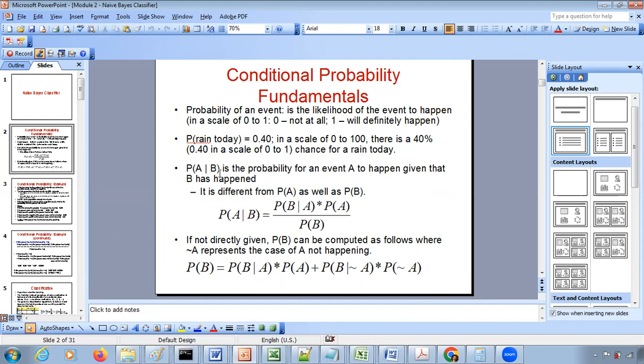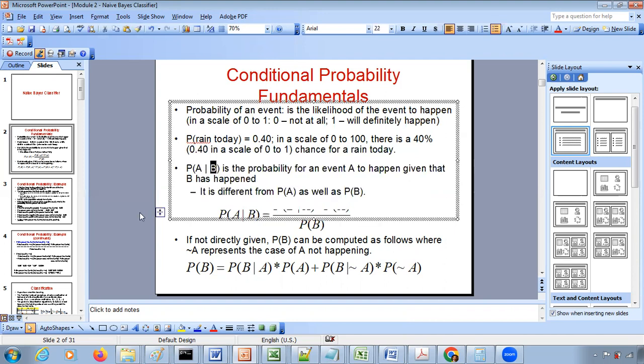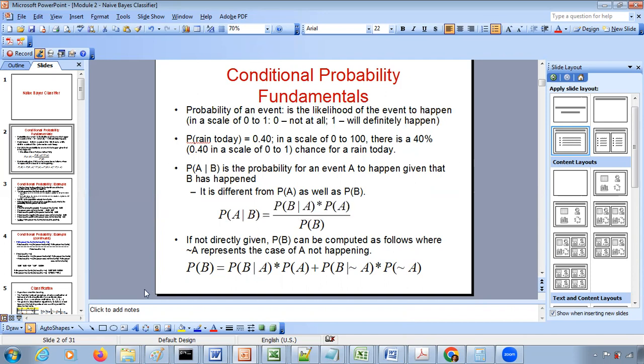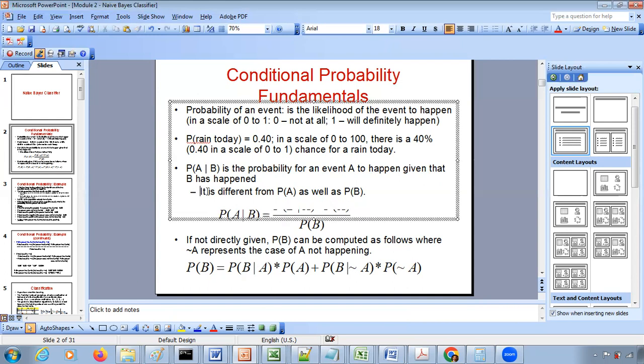Now, there's something called conditional probability that's typically represented like this: probability of event A to happen, given that event B has already happened. So given that B has happened, what is the probability that A could happen? That's different from the probability that A could happen just as it is. So it's different from just probability of A or probability of B.